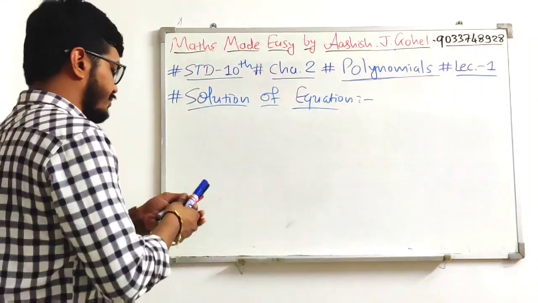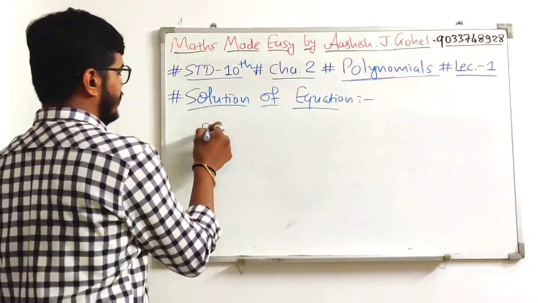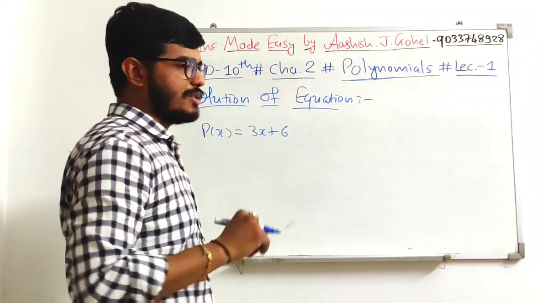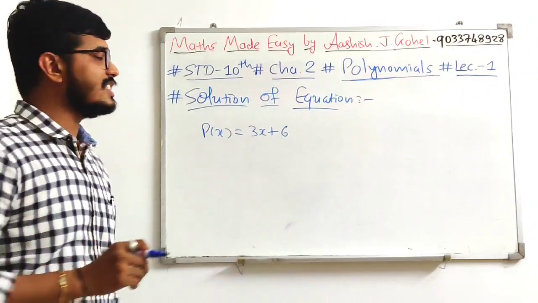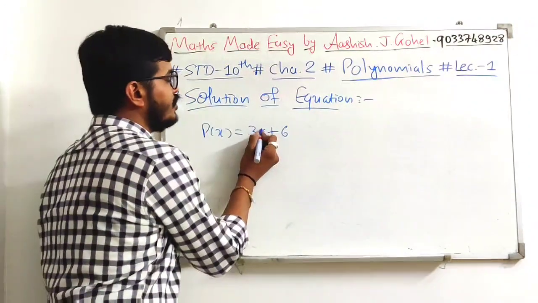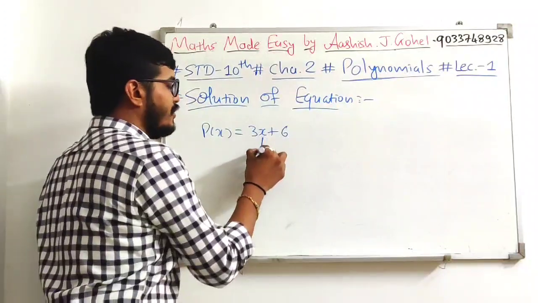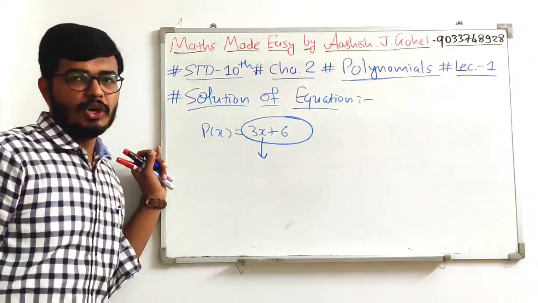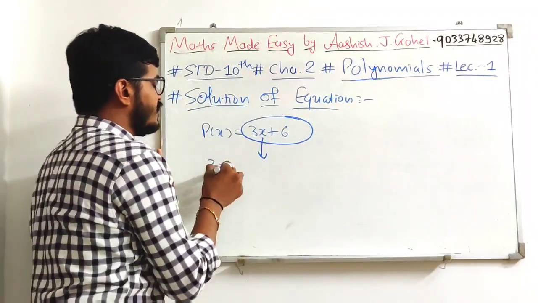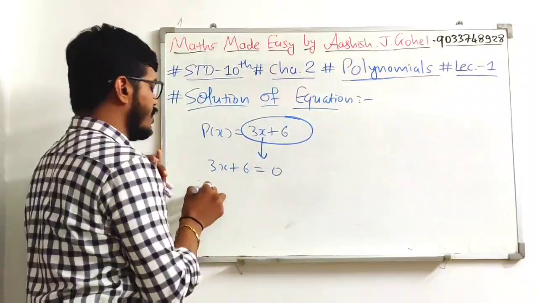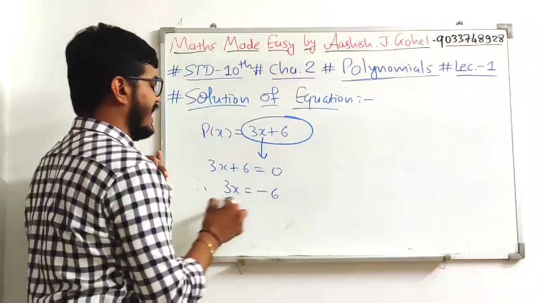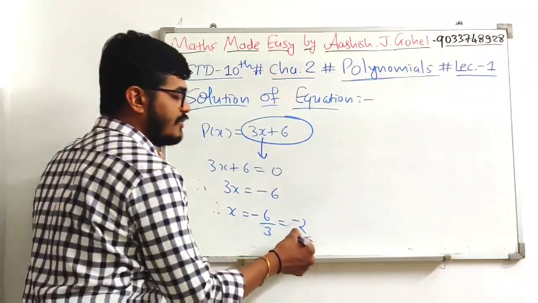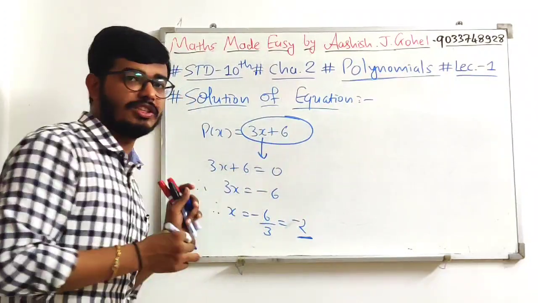Now let us take one linear equation, say p of x is equal to 3x plus 6. If I want to solve this linear equation, the meaning of the solution is that we need to find the value of x for which this whole expression becomes 0. So how will we solve it? You just put it equal to 0 and solve. 3x is equal to minus 6, so x will be minus 6 divided by 3, and that is minus 2. So x is equal to minus 2 is the solution of this equation.